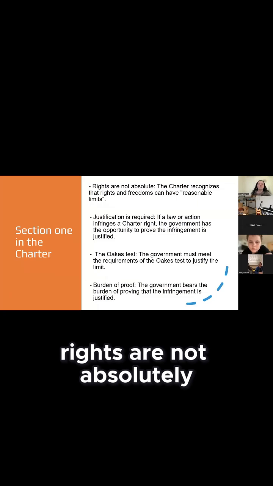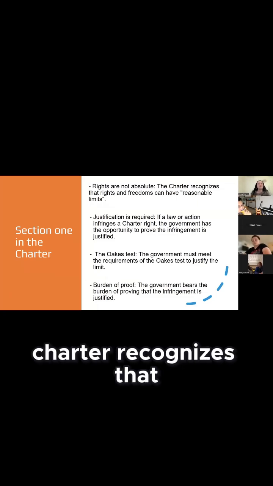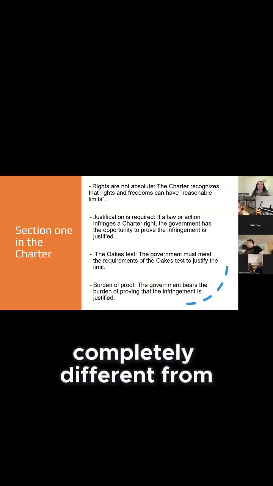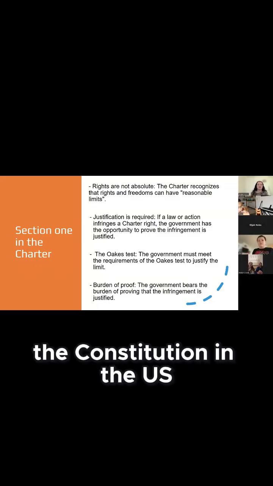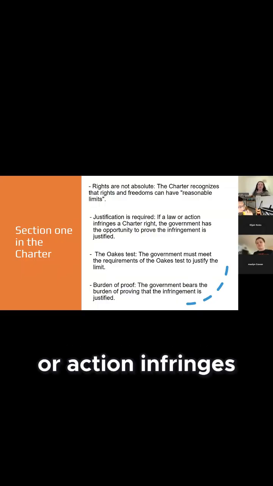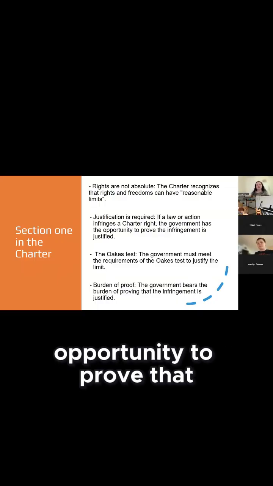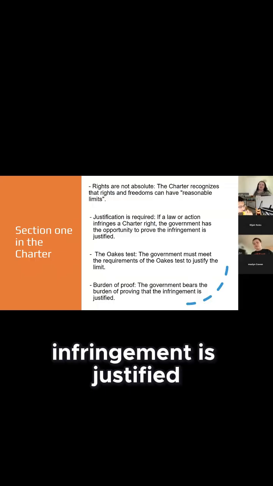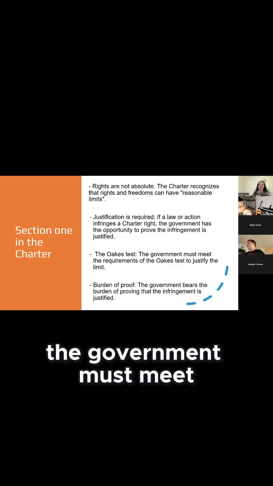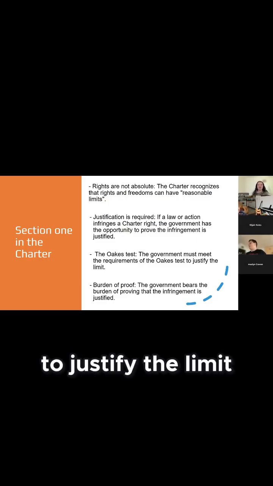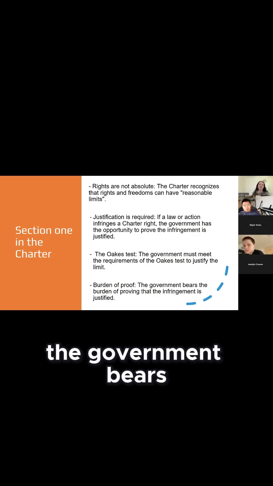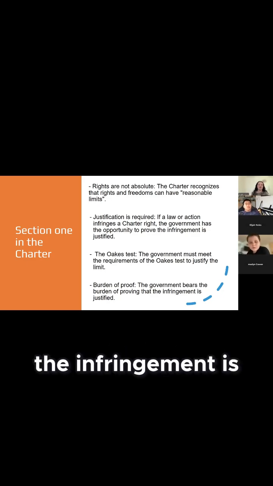All right. Rights are not absolute. The Charter recognizes that rights and freedoms can have reasonable limits, which is completely different from the Constitution in the US. Justification is required. If a law or action infringes a Charter right, the government has the opportunity to prove the infringement is justified. Then the Oakes test, which we just looked at, the government must meet the requirements of the Oakes test to justify the limit, and then there is a burden of proof, which means the government bears the burden of proving that the infringement is justified.